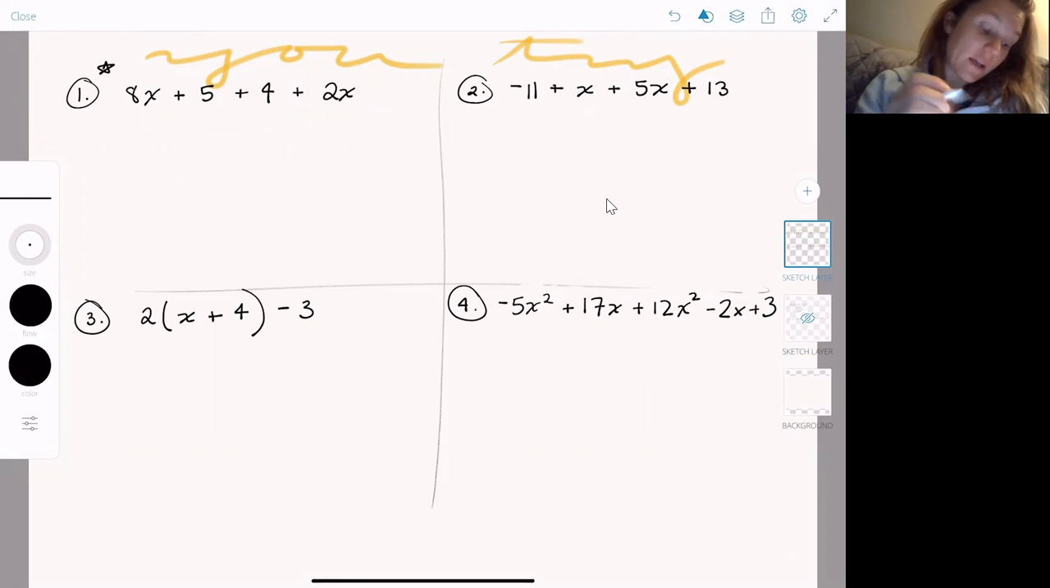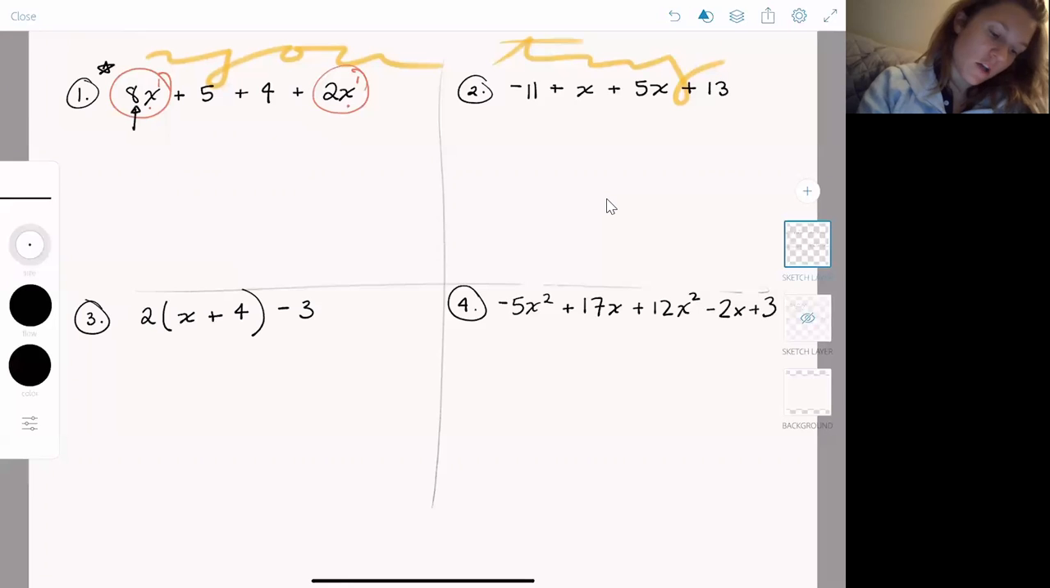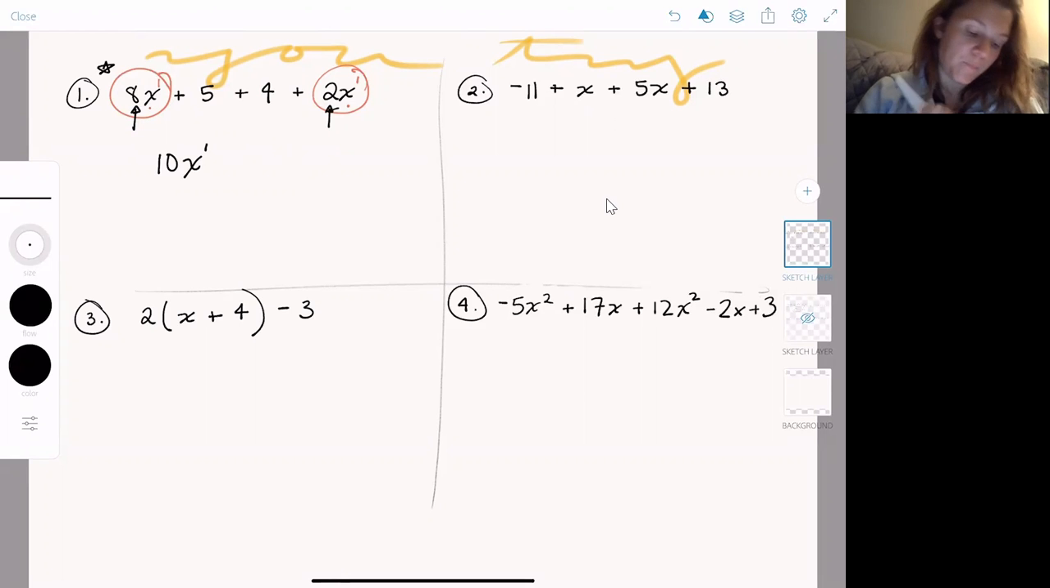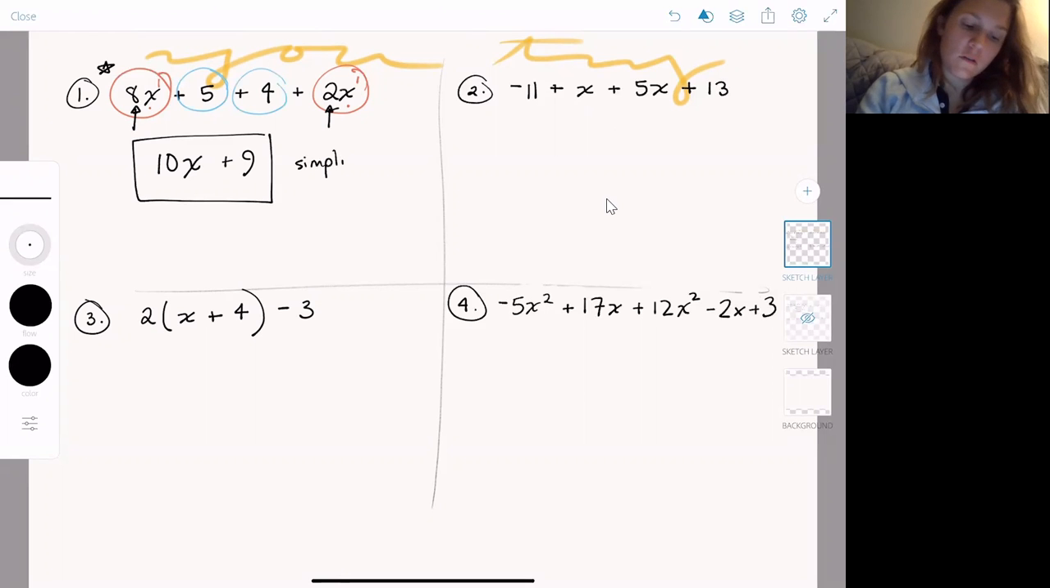Okay, so again, we're looking for like terms. Here, both of these have an x with 1 exponent on them. So we add the coefficients to give us 10x. Notice that our exponent is still a 1 there. And then, of course, we add together 5 plus 4 equals 9. And so that is our simplified answer.